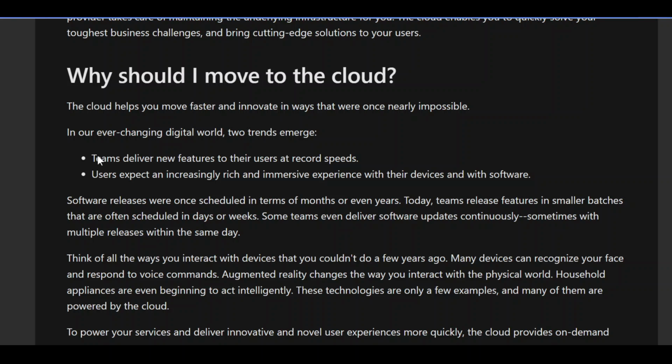Software releases were once scheduled in terms of months or even years. Today, teams release features in smaller batches that are often scheduled in days or weeks. Some teams even deliver software updates continuously, sometimes with multiple releases within the same day.